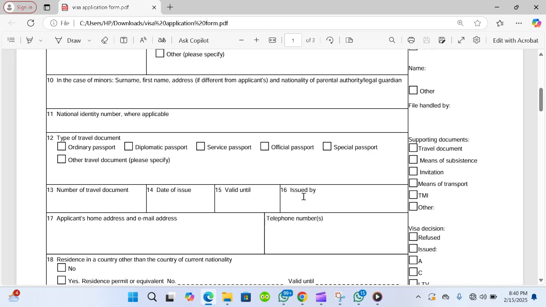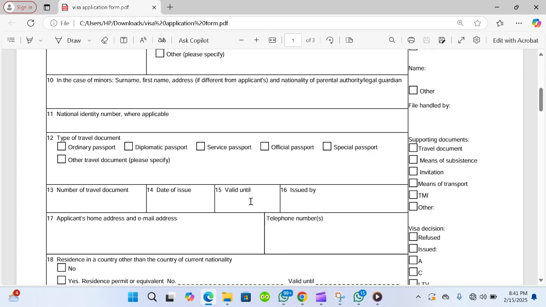Number 16, issued by. Here they want to know where your passport was issued, and this is usually your country's immigration office. For example, if it was issued at the immigration office Enugu, you write immigration office Enugu. If it is in Lagos, you write immigration office Lagos. So you indicate where your passport was issued.